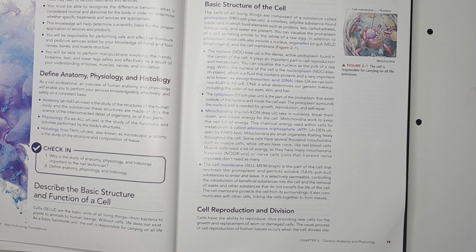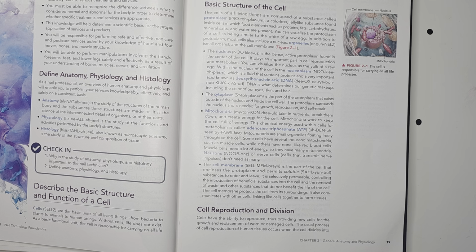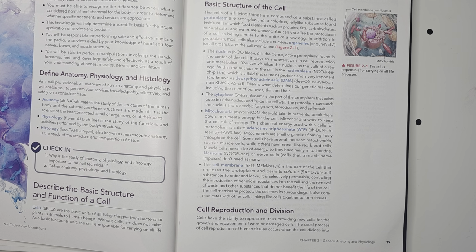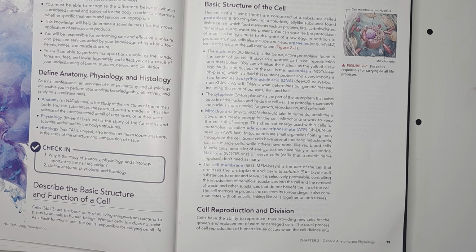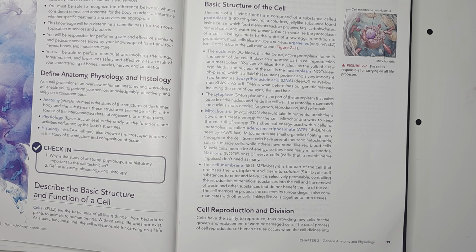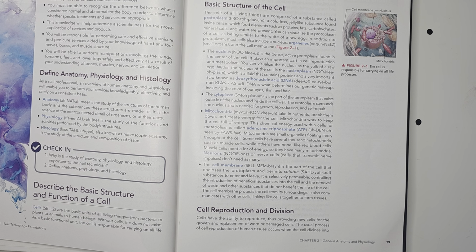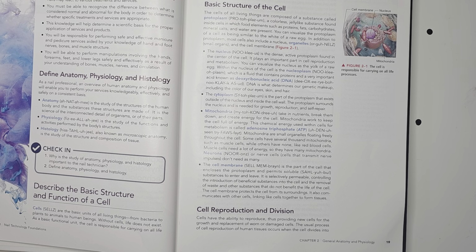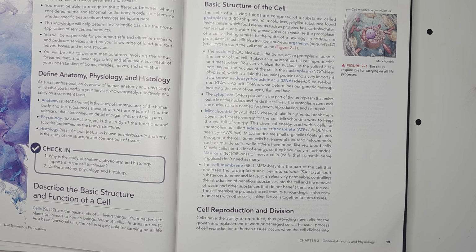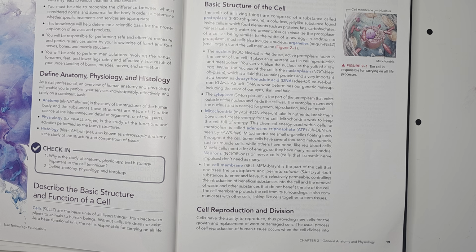Within the nucleus of the cell is the nucleoplasm, which is fluid that contains proteins and a very important acid known as DNA, deoxyribonucleic acid. DNA is what determines our genetic makeup, including the color of our eyes, skin, and hair. The cytoplasm is the part of the protoplasm that exists outside the nucleus and inside the cell wall.